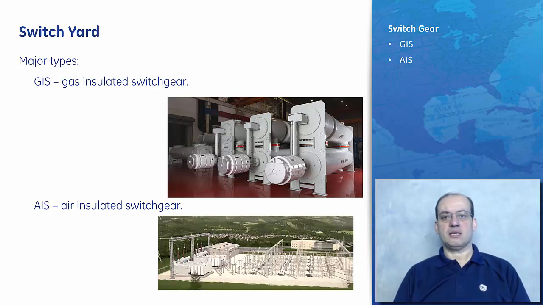As you can see, the gas insulated switchyard basically has the aluminum covering, and it might have its own little control panel that would control the entire gas alarms inside the gas insulated switchgear. The air insulated switchyard, of course, is using air as a medium for insulation, and that means that a lot of space has to be kept between the components to avoid arcing.